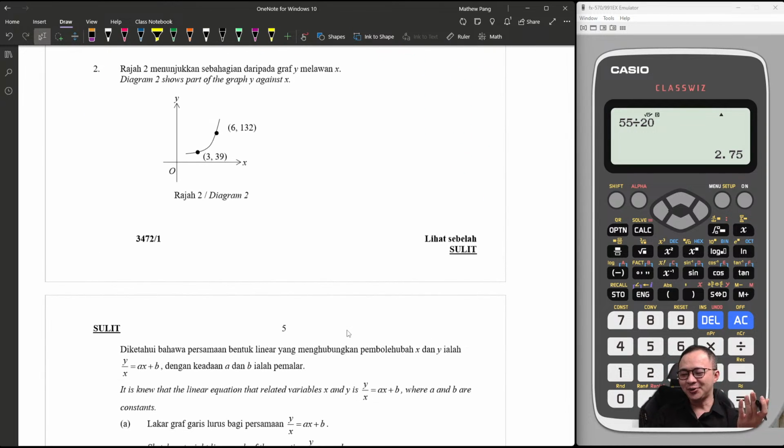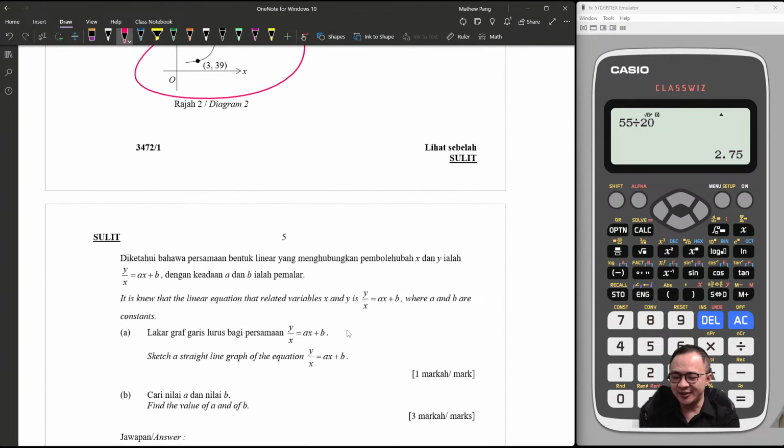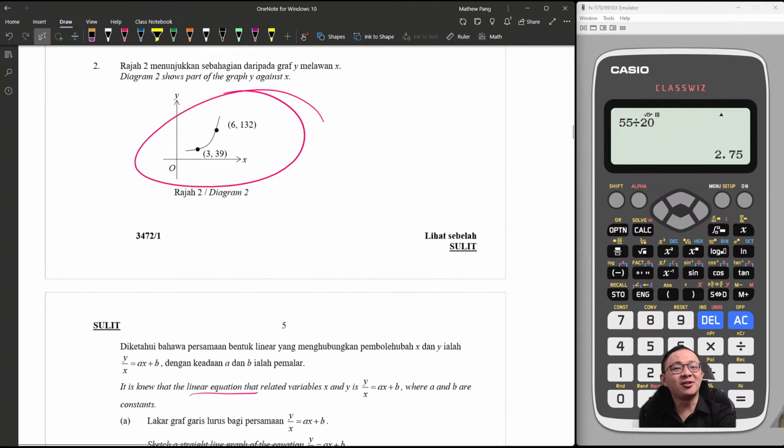Alright, so question 2. Diagram 2 shows a part of the graph y against x. Obviously you can see this is not a straight line. At the bottom, they say it is known that the linear equation related to x and y is in this form, where a and b are constants. Sketch the straight line of this. So they tell us this is linear, while this one is not linear. This one is curved, right? Lengkung. So based on this, y equals mx plus c.